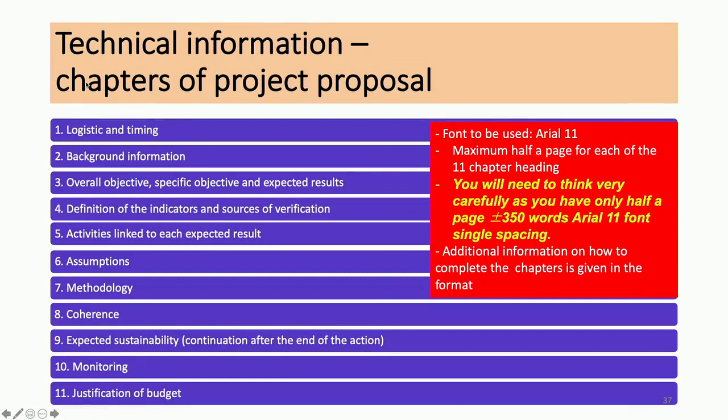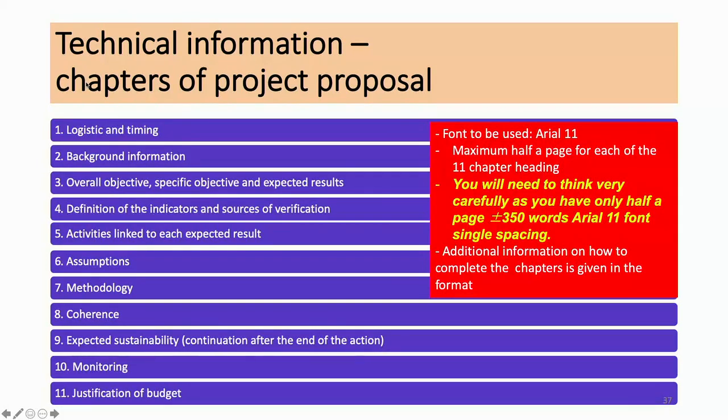Now, the key thing is the project proposal. This is the heart of the whole process of this. It's got 11 headings. We call them chapters. There's 11 chapters in this. To ensure that we have uniformity along all applicants in all the countries, there's a specific requirement in terms of the font type you use. It's Arial 11, because the whole application may not be more than 5.5 pages.